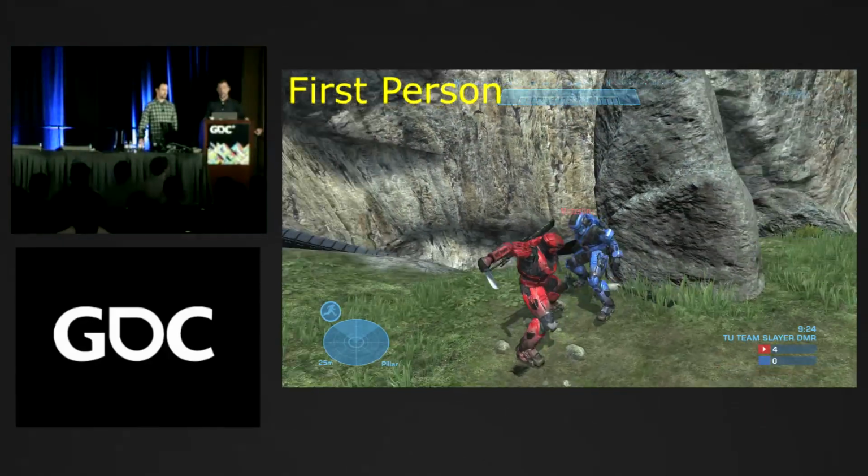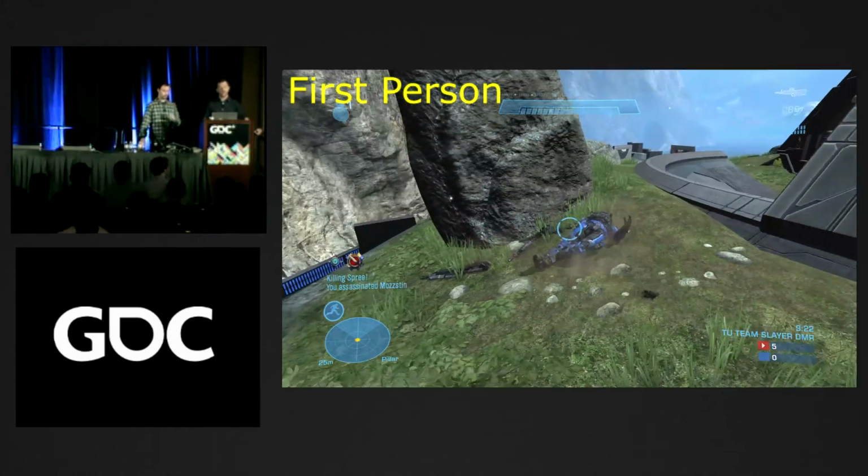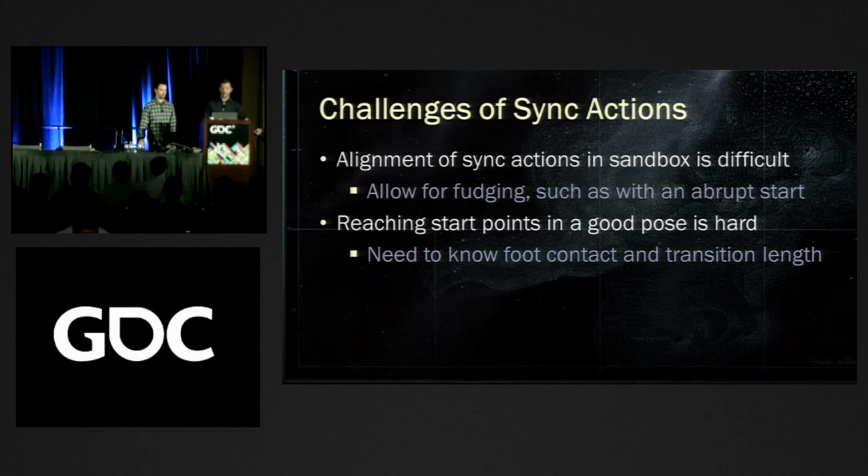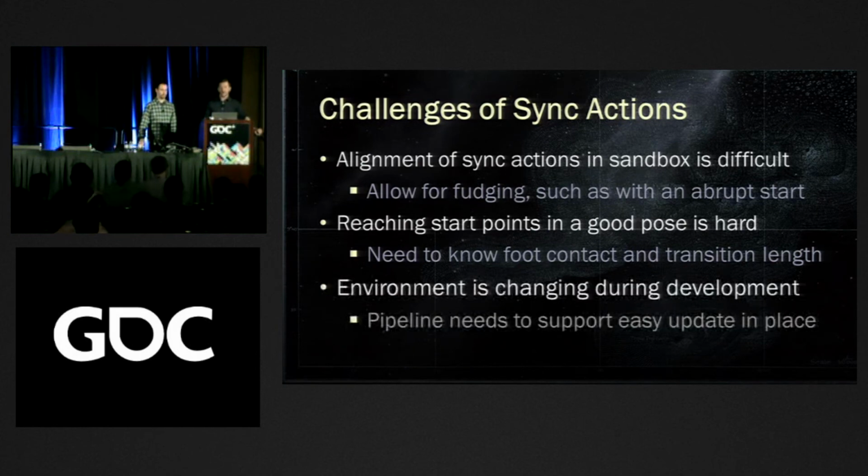For the story moments, we learned very clearly that reaching a good starting point in a good pose specifically is difficult. You need to know things like the foot contact and the transition length, and this needs to be informing your pathfinding system so that you can arrive in the right place at the right time and start your animations.